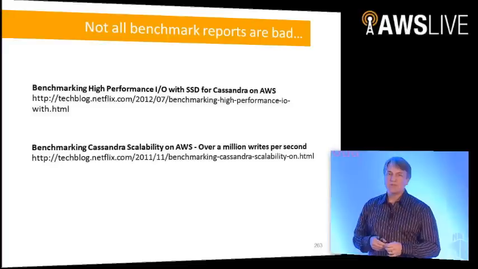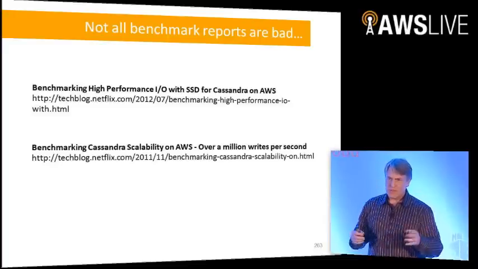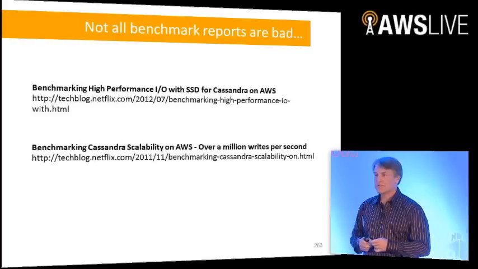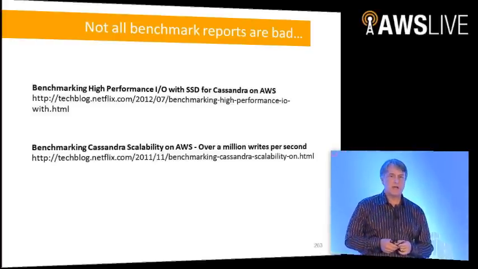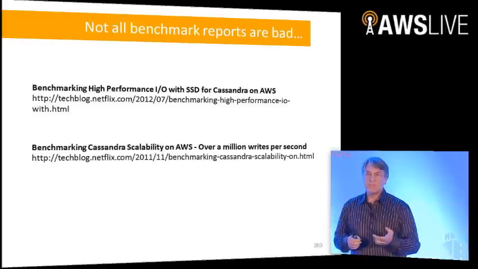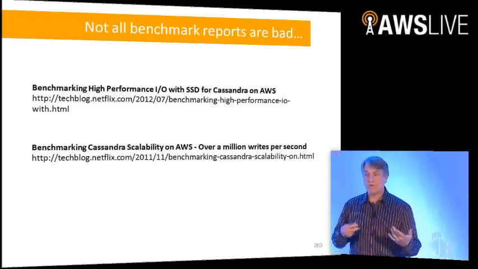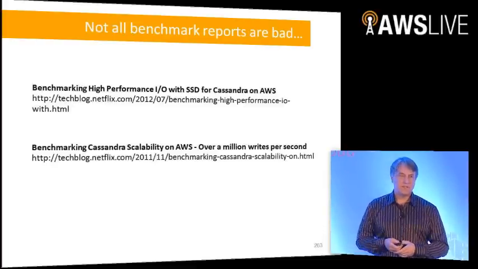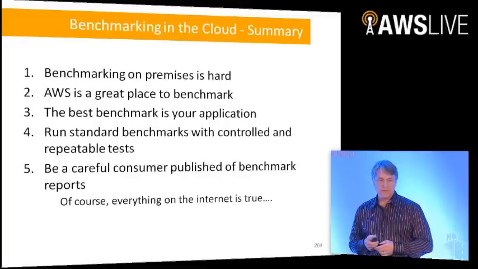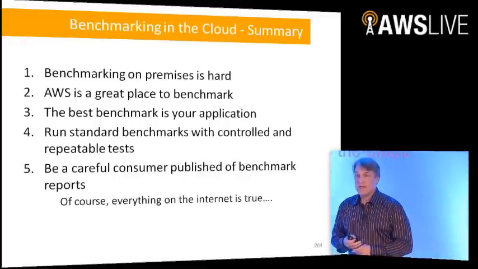There's some great examples from Netflix about the benchmarks they did with provisioned IOPS on the HI instance type and also on Cassandra. They're great because they're fundamentally sound in their approach. And I'm not saying that because they were favorable to AWS. I'm saying these are really good examples of very thoughtful and disciplined benchmarks themselves.